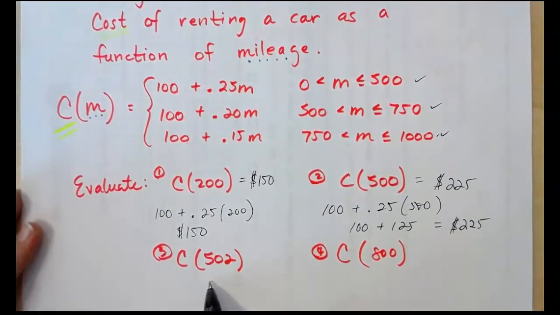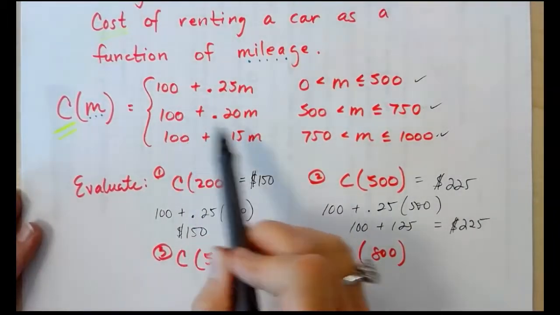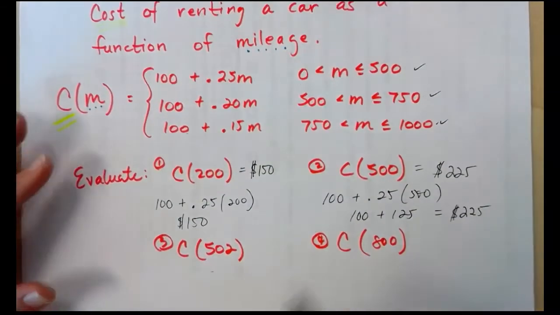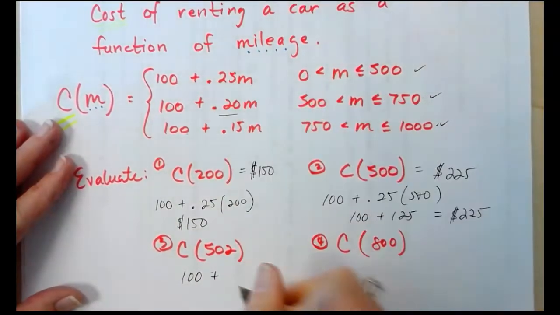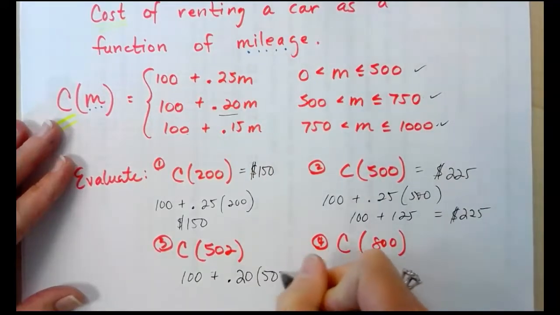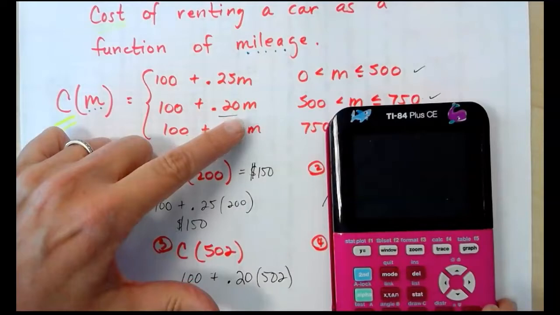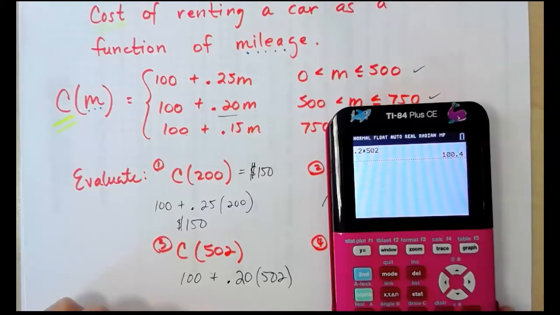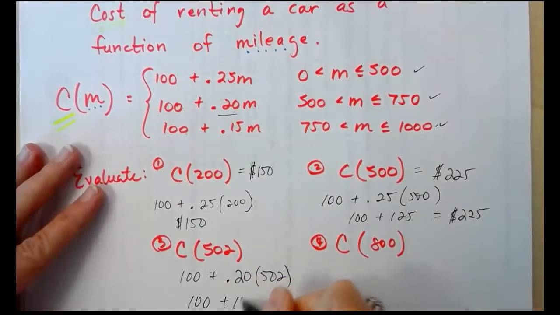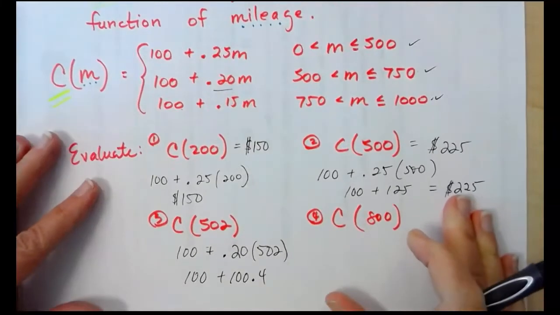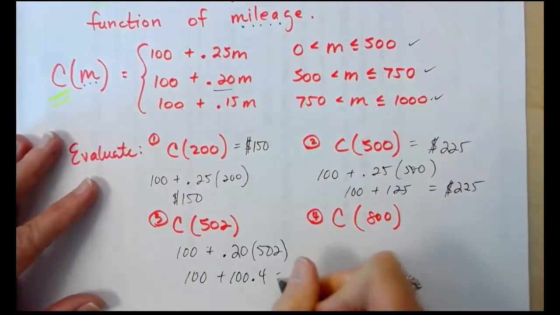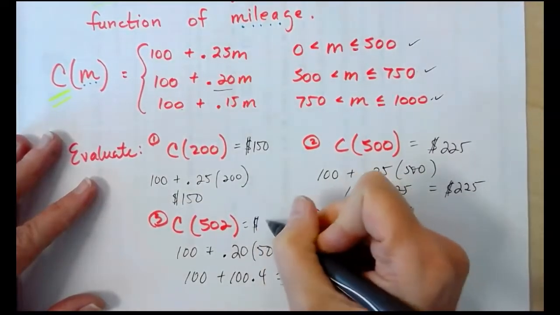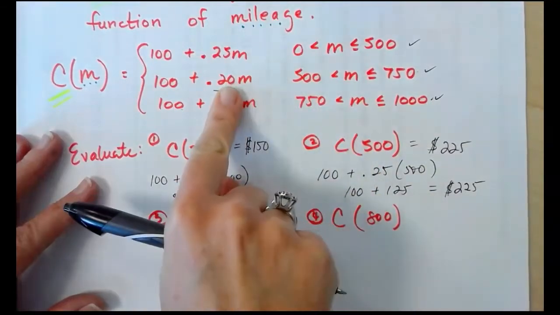Now, I thought it would be interesting because we moved to the next option at strictly greater than 500, what would it be for 502? It would be 100 plus 0.20 times 502. So we can see that we're getting a better rate if we drive more miles. So 0.2 times 502 is 100.4. So what we're seeing here is that we were better off just driving 2 more miles because now that is only $200.40, because we went to a cheaper rate.